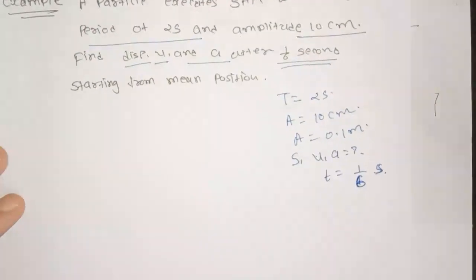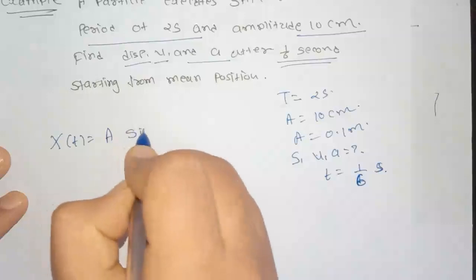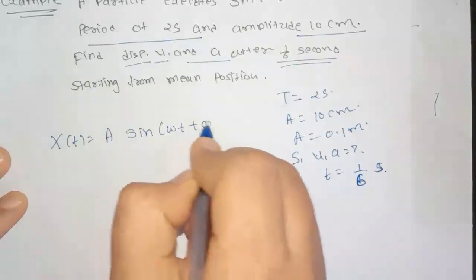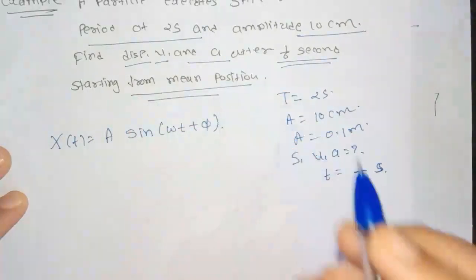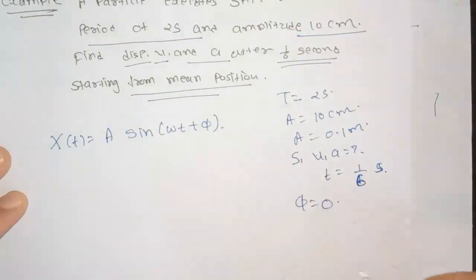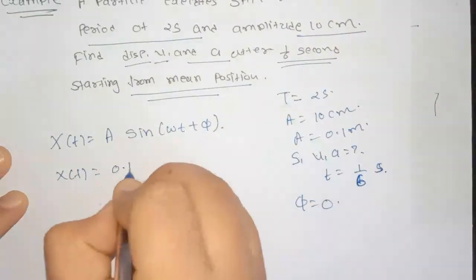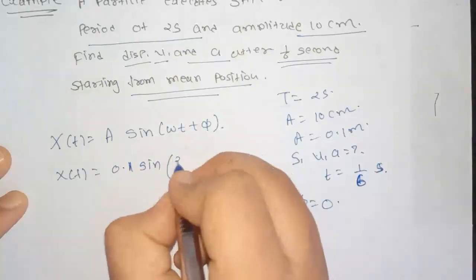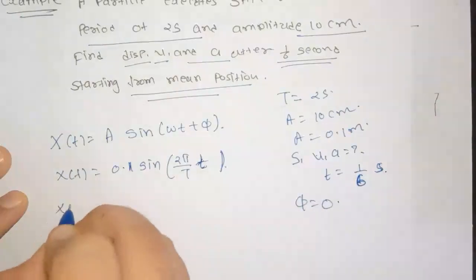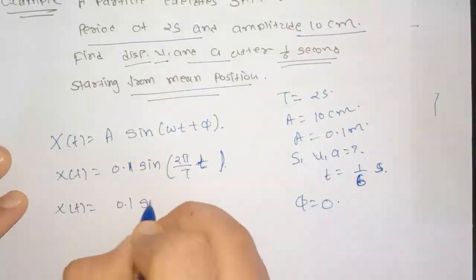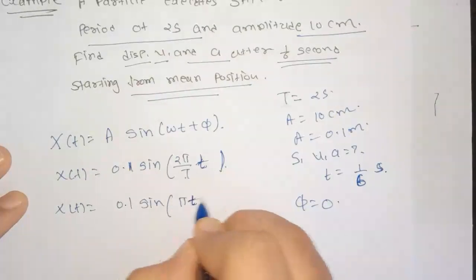First of all, let us write the equation of position. x of t is equal to a sine of omega t plus phi. Here it is given that it is starting from mean position, so the initial phase will be 0. So x of t is equal to a, which is 0.1, sine of omega t, where omega can be written as 2 pi by T, into small t. So x of t is equal to 0.1 sine of, time period is given 2 seconds, so simply it will be pi t.